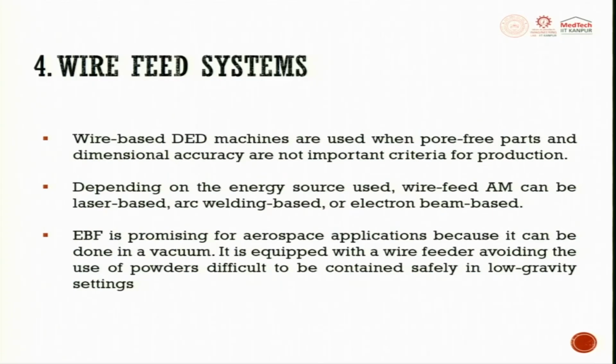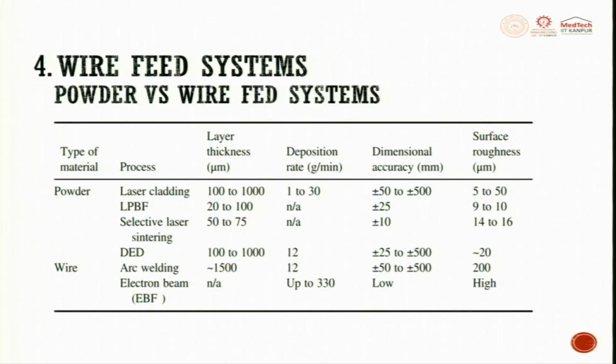Okay. Wire based direct energy deposition machines are used when pore free parts and dimensional accuracies are not important criteria of making additive manufactured part. Depending upon the energy source used, wire feed additive manufacturing can be laser based, arc welding based or electron beam based. Electron beam fusion is promising for aerospace application because it can be done in vacuum. It is equipped with wire feeder, avoiding the use of powder and then powder spreading difficulty.